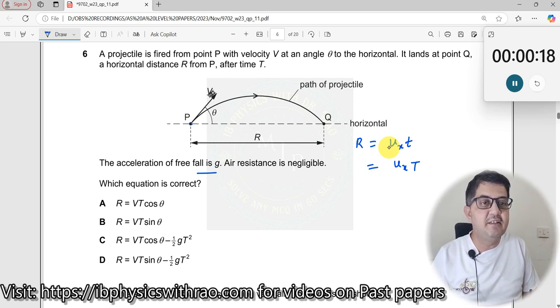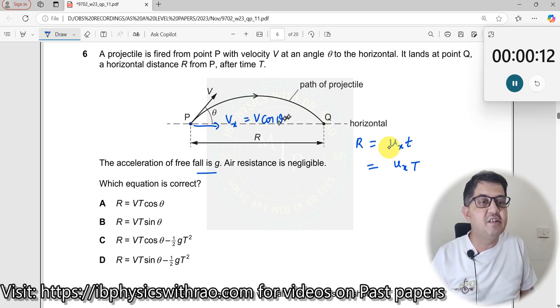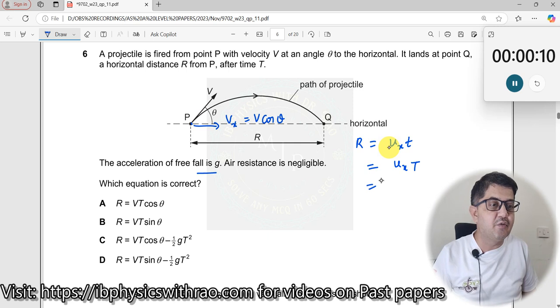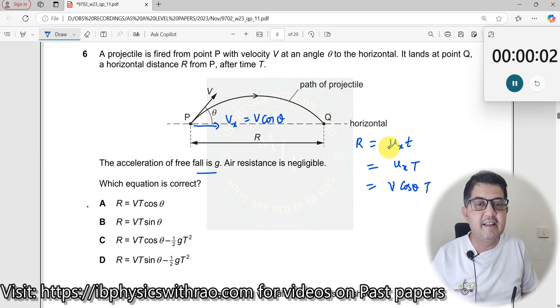We know that this v can be resolved along the horizontal as vx, which is equal to v cos theta. So substituting it here, vx and ux are one and the same. So I can now write this as v cos theta times t. Which equation corresponds to it? Answer is A.